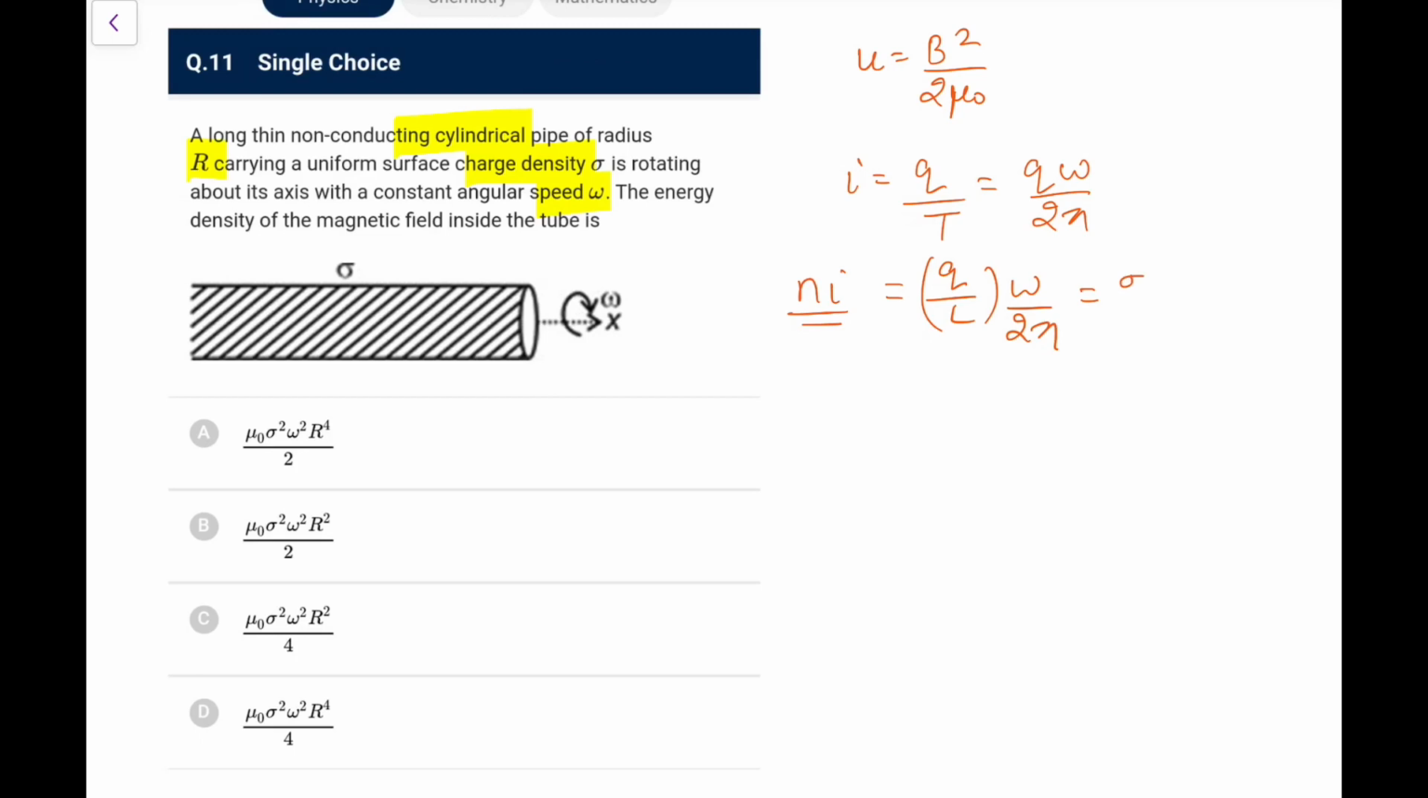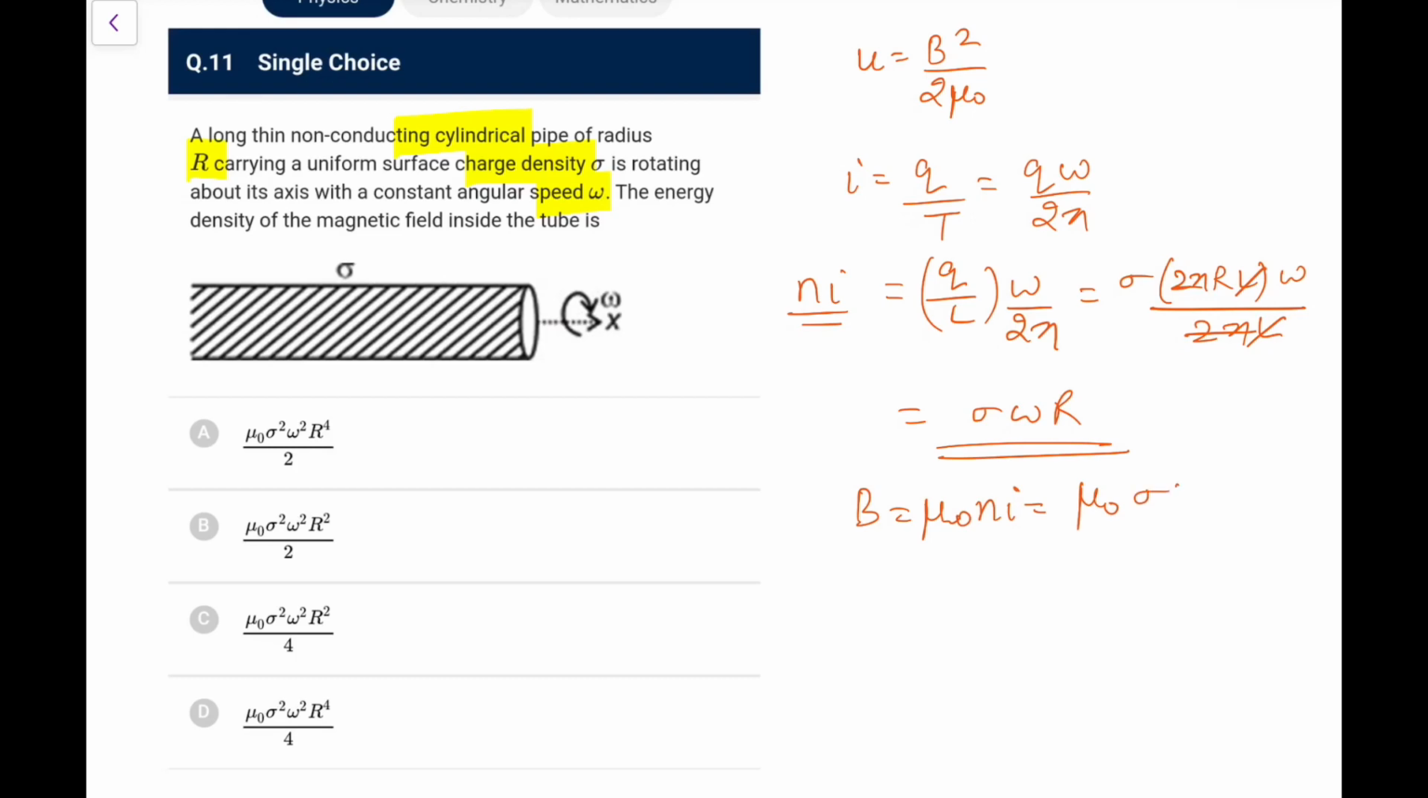And charge per unit length, you know, is sigma into that curved area, that would be equal to sigma 2 pi R L omega by 2 pi. So this 2 pi goes, divided by L, L goes. So this nI term is basically sigma omega R. This is very important. So the field inside would be mu naught nI, so instead of nI, I can now write mu naught sigma omega R.